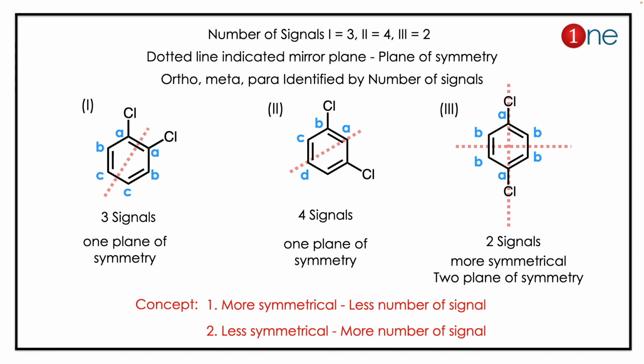The concept you have to learn here is that the more symmetrical the compound, the fewer signals you have. Less symmetrical means more signals.